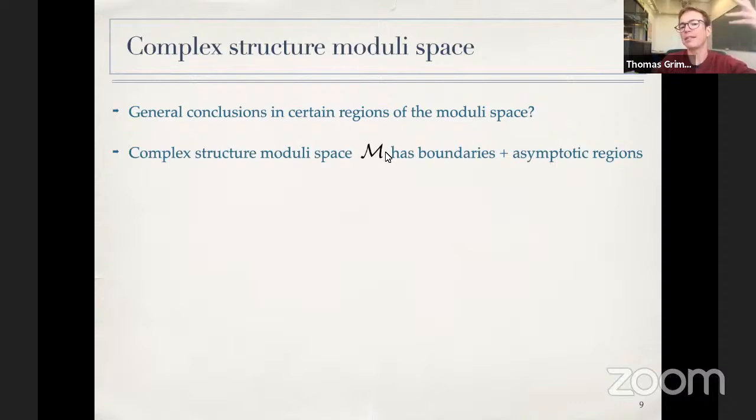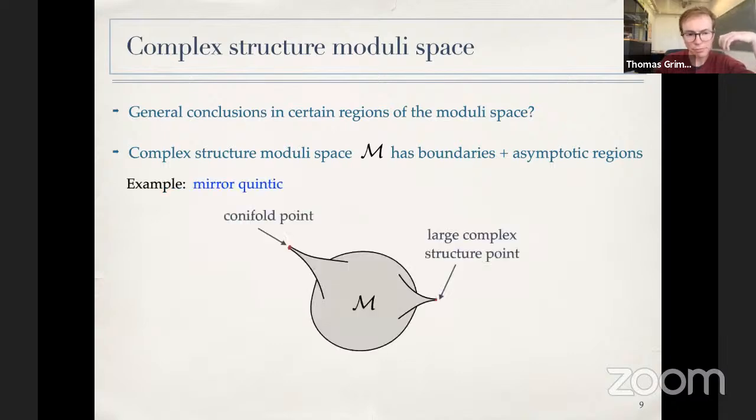And that's precisely one thing we want to understand: what type of field spaces are allowed in string theory or in quantum gravity. And what we find is that it has in fact boundaries and asymptotic regions. So it's not a compact space. And what do I mean by this?